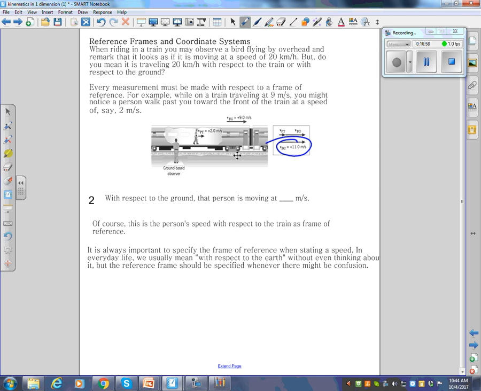Anyways, of course, this is the person's speed with respect to the train as a frame of reference. It's always important to specify the frame of reference when stating speed. In everyday life, we usually mean with respect to the earth. If a cop pulls you over and says, "How fast are you going?" you really should say, "With respect to the earth?"